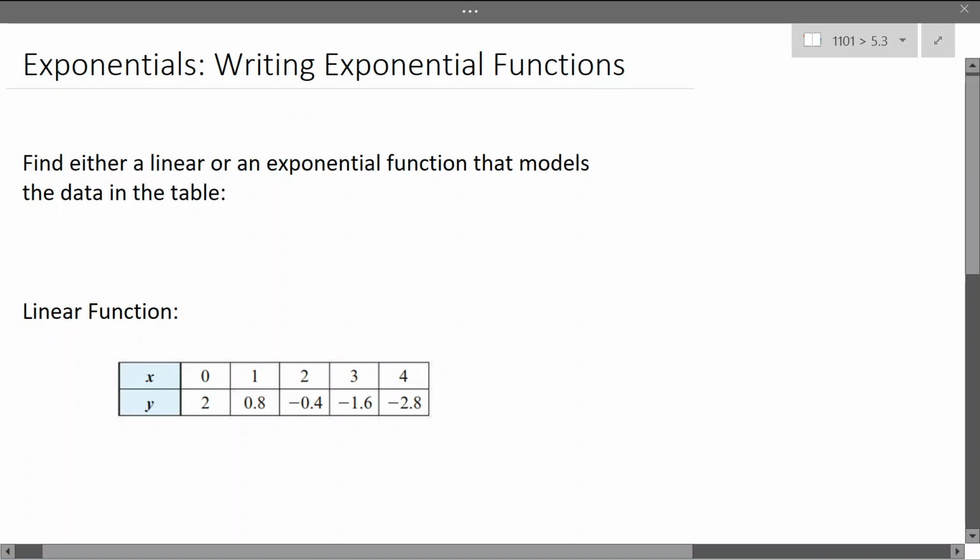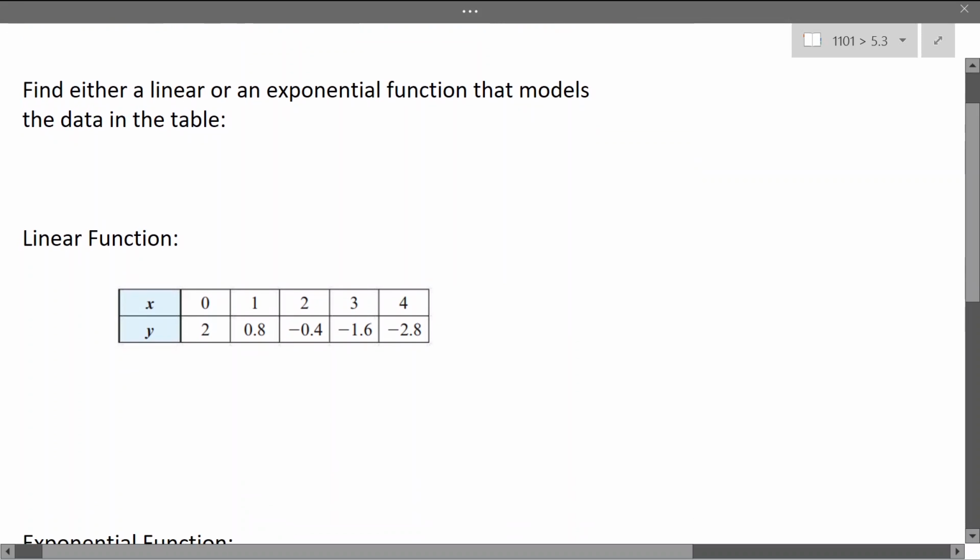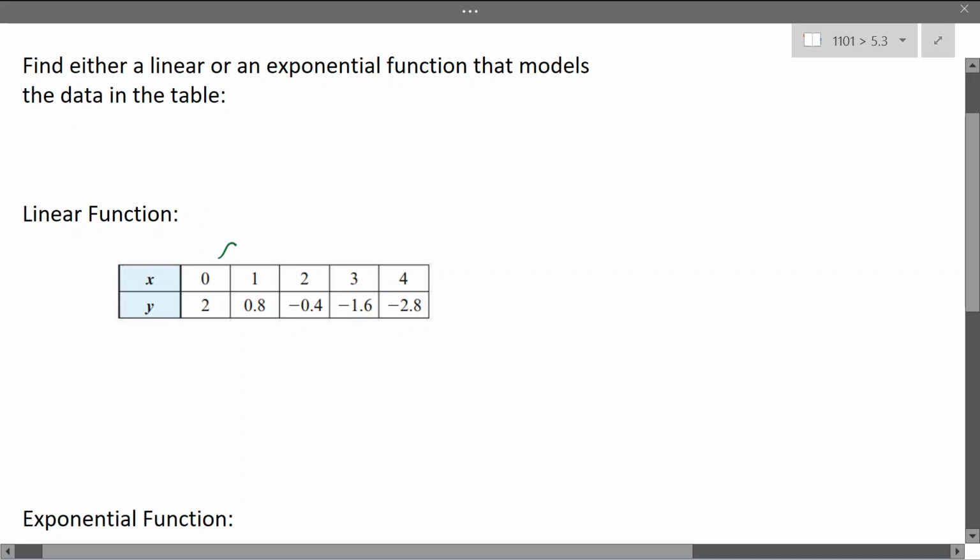In this video, we're going to be looking at writing exponential functions when given a table of x's and y's. First, I want to look at a linear function so that when we look at the exponential function, we can see the difference. With this linear function, we can see the difference in every single one of our x's is 1, and the difference in all of our y's is negative 2.2.